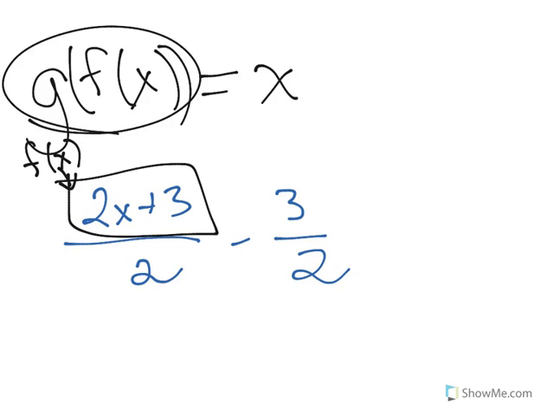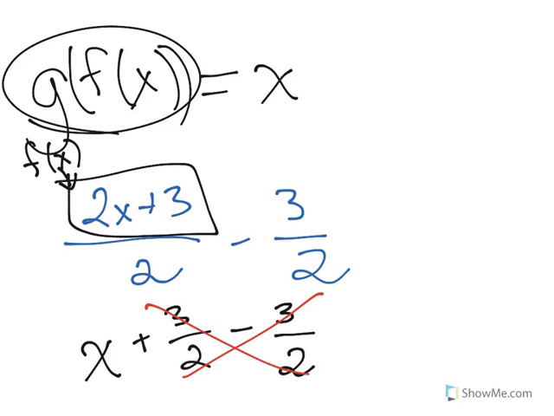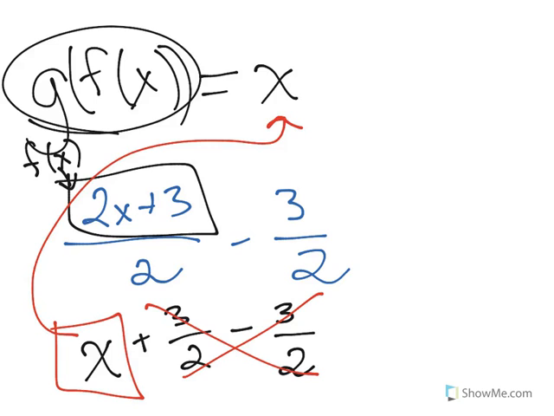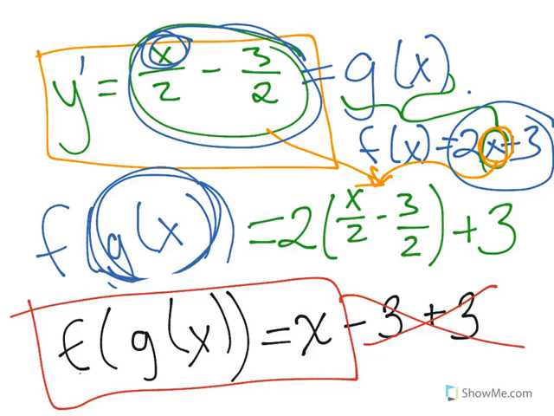So now by doing this, we divide 2x by 2, and we find that that's x. 3 over 2, that's just 3 over 2, minus 3 over 2. These two cancel out again, and we get that g of f of x is in fact equal to x. So everything worked out, and everything is congruent.